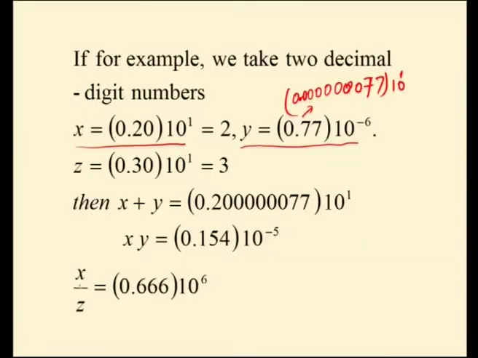Okay. Similarly, x by z, x divided by z, x is having a 0.20 into 10 to the power 1. So, no problem, and z is 0.30 into 10 to the power 1. So, it is actually 2 divided by 3, which goes as 0.6666 into 10 to the power 1.